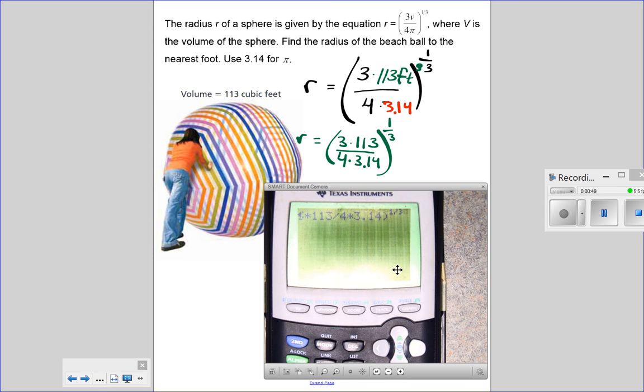Okay. So we end up getting 6.43215426, a lot of stuff. So rather than doing all that, we're going to say that R equals 6.4 feet.